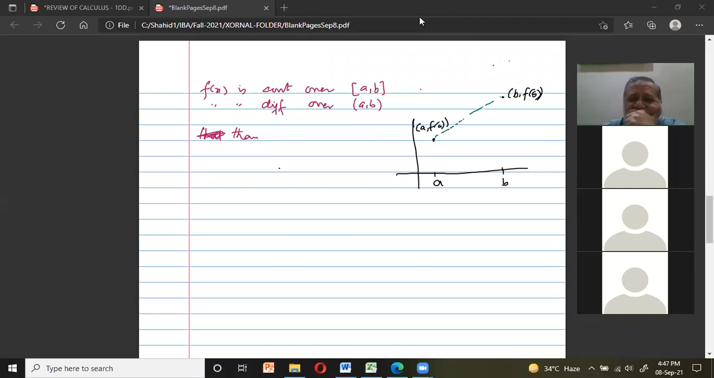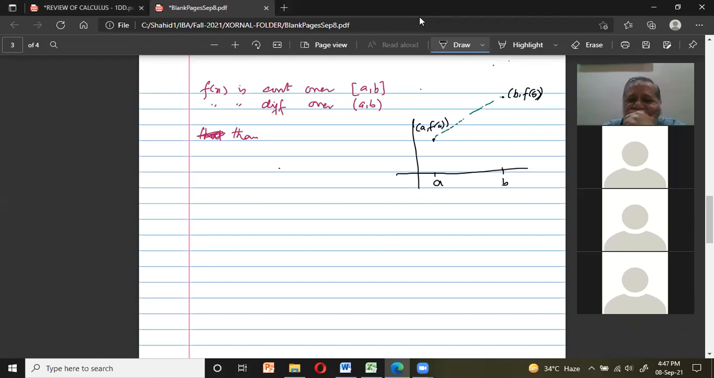Yes, I was asking: I have joined these points with a temporary straight line. Can anybody help me write down the slope of this line? x1, y1 and x2, y2. What's the slope of the line joining these two points? Yes, f(b) minus f(a) divided by b minus a.